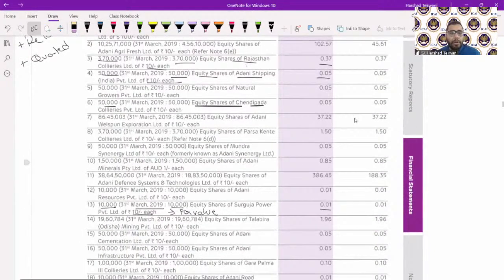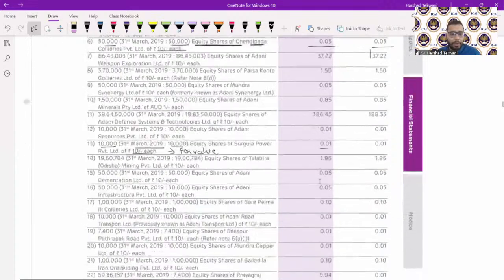How many shares for the current year? How many shares for the previous year? Remember, we saw in the starting that you need to provide comparatives of the immediately preceding financial reporting period. Not only in the case of amounts, but if you are disclosing number of shares or any other details, they are also required to be disclosed for the immediately preceding comparative period. So 50,000 shares earlier, 50,000 shares now, both are there. Then what is the face value of each share? What is the amount? Like this way.